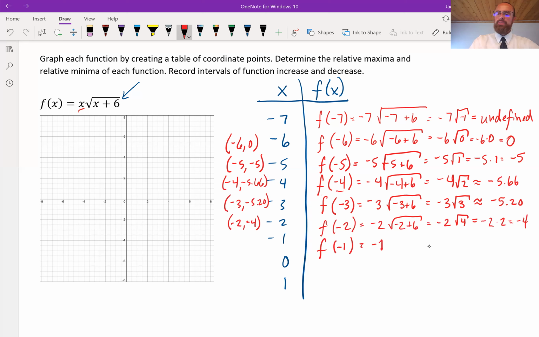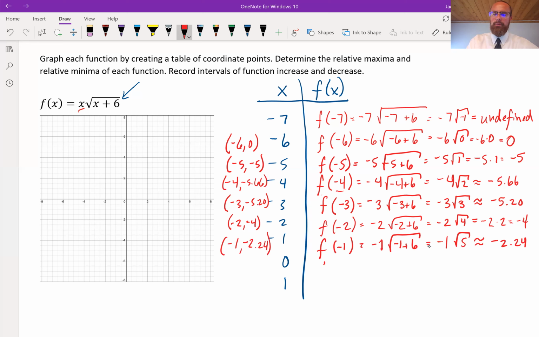About to make the same mistake, but we won't. -1 plus 6 under the radical. And that evaluates as -1 times the square root of 5, which is, I got to back up to give the wavy equal sign since it's an approximate value of -2.24. We'll record that. So -1, comma, -2.24.